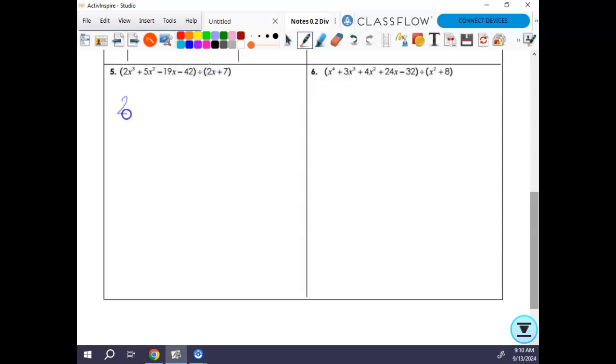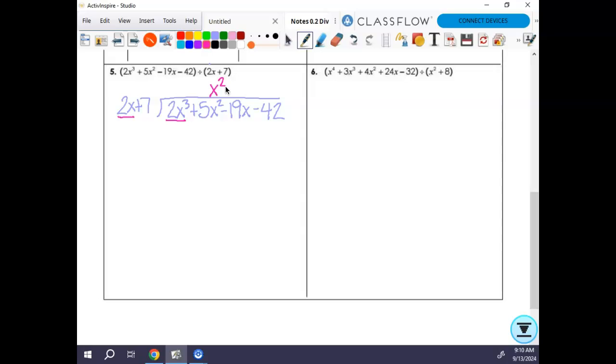So I put 2x plus 7 outside, and then inside I have 2x cubed plus 5x squared minus 19x minus 42. And when you're dividing with polynomials, it looks way worse than just with numbers, but I really think in the end, if you wrap your mind around it, it's actually kind of easier. All right, so I take this first term, 2x cubed divided by 2x. What does that leave me with? X squared. So I put it above my x squared term.